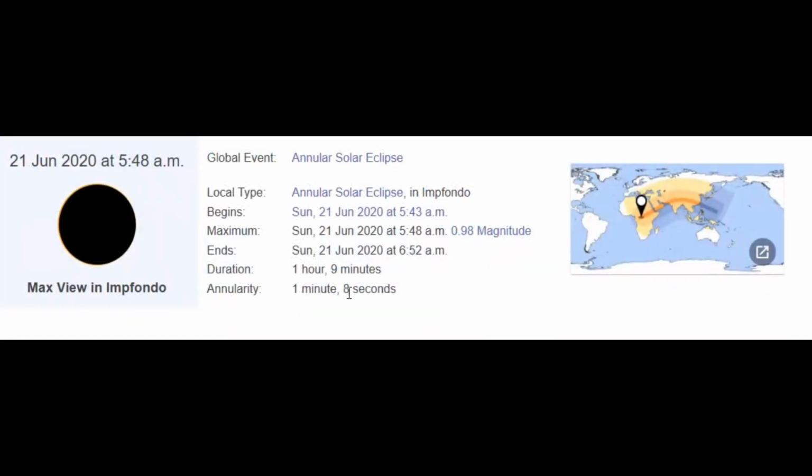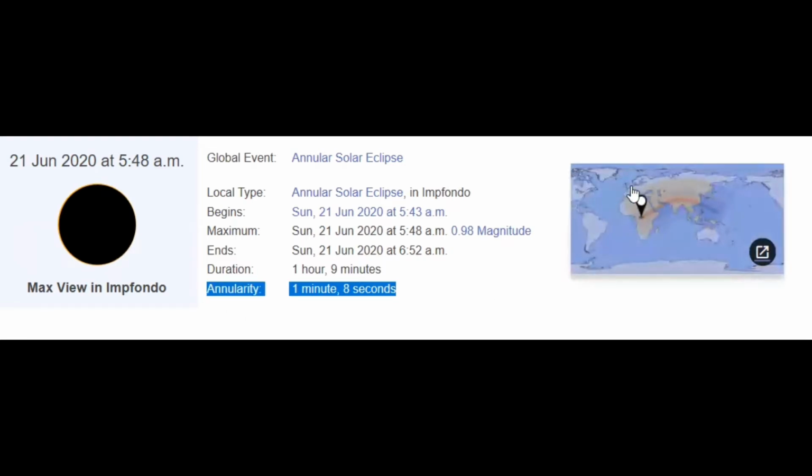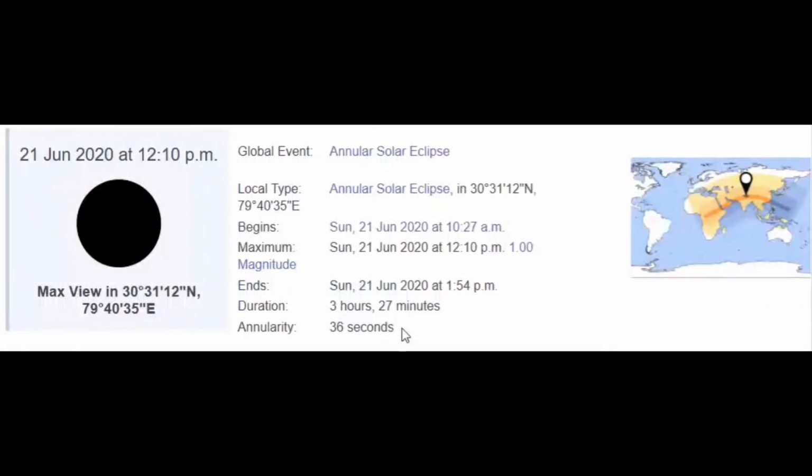So coming to the annularity of this solar eclipse, starting at Imfonda in West Africa, the annularity stays for 1 minute 8 seconds. And then the maximum eclipse that we spoke about was in India, Uttarakhand, where the annularity is 36 seconds.